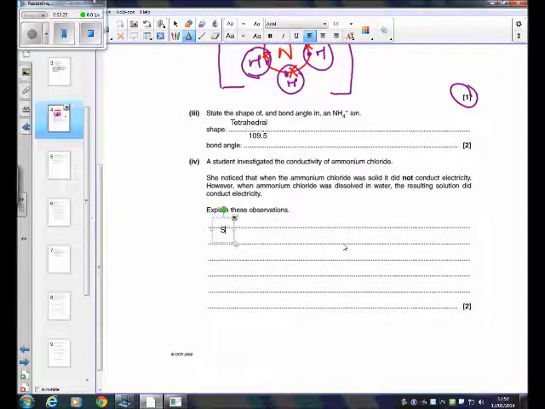Remember, it told you it was an ionic compound earlier in the question. So you just need to explain these properties. When it's a solid, you need to say that those ions and/or electrons are not free to move. And then you need to talk about when it's dissolved, when it's a solution, those ions are free to move now.